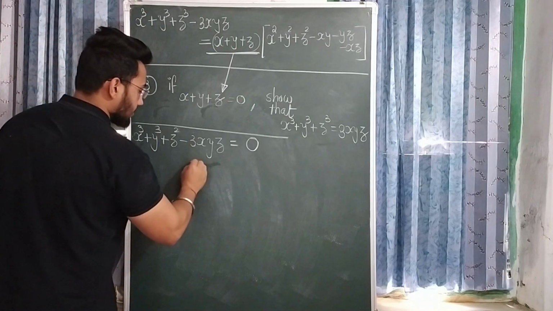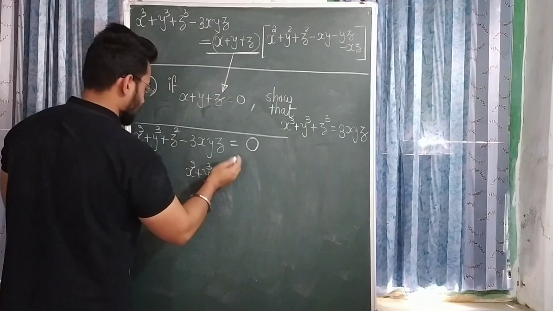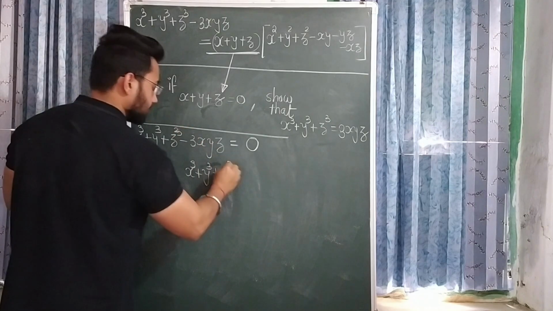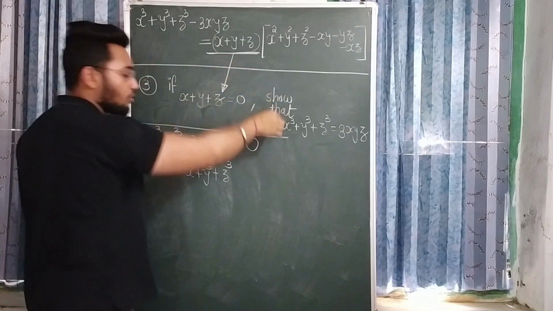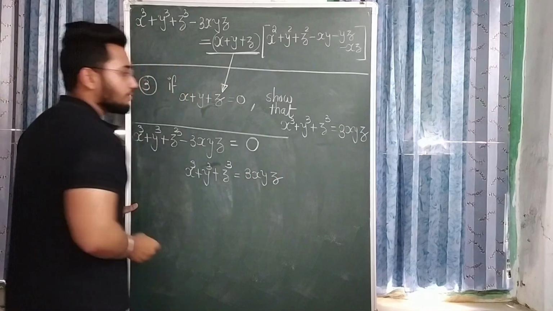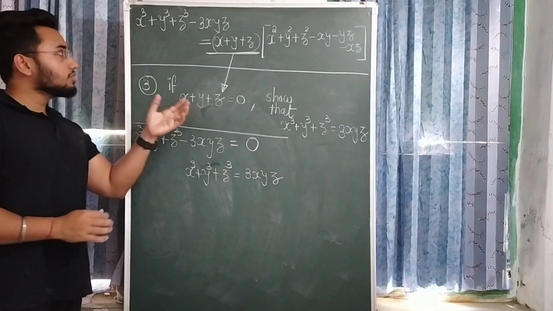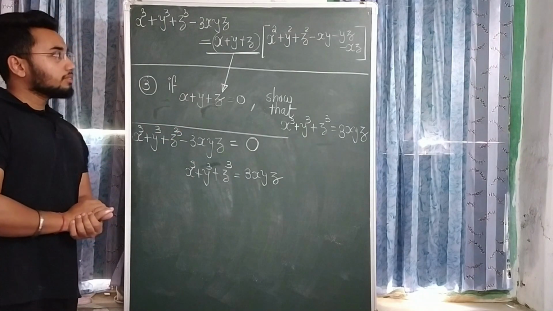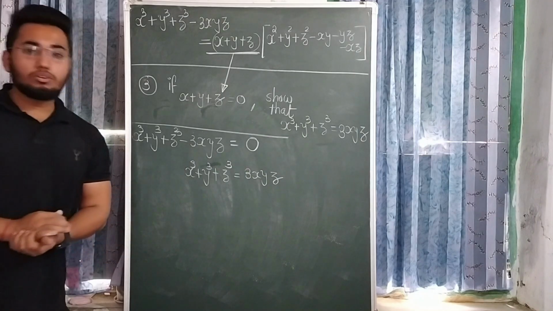So now x cube plus y cube plus z cube remain here as it is, and this minus 3xyz will go on right hand side and becomes plus 3xyz. See, hence proved. So if you remember the identity very well, then the example will be easy.